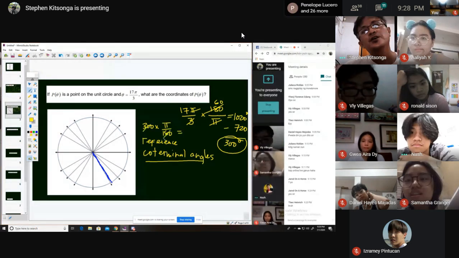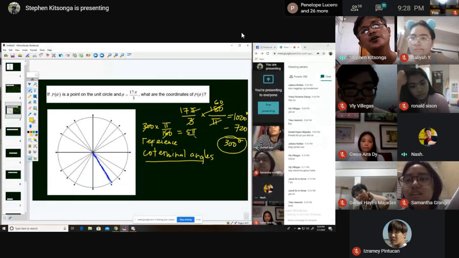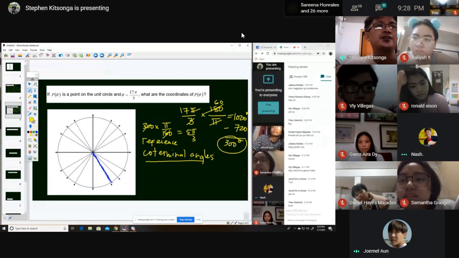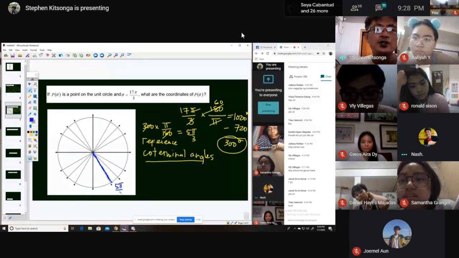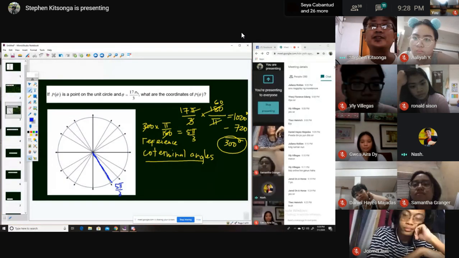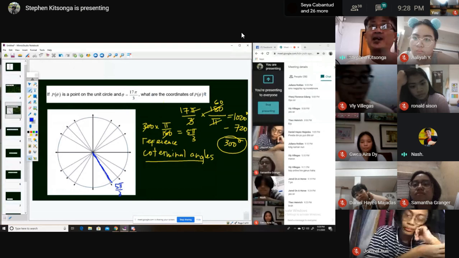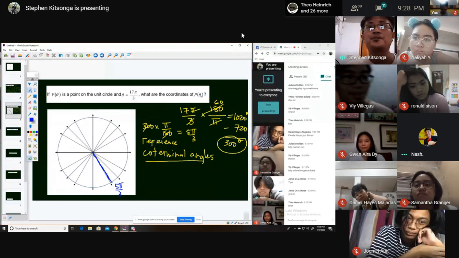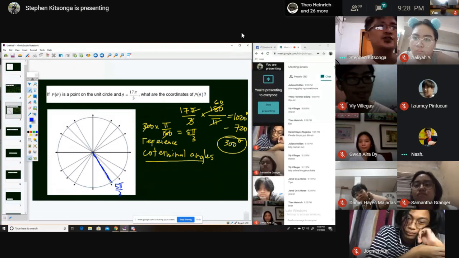Divide by 60, divide by 60. 5 pi over 3 or negative 1/3. Oh yeah, and then label ko na lang dito as 5 pi over 3. So the question: if theta on the unit circle in the angle is 17 pi over 3, what are the coordinates of P theta? So it's a point on the unit circle.